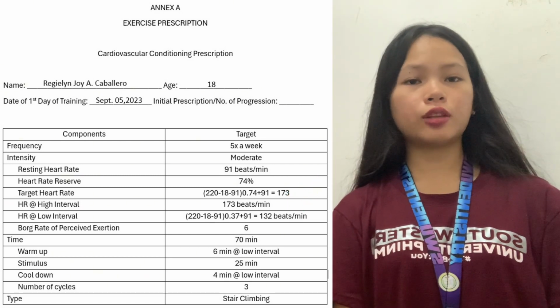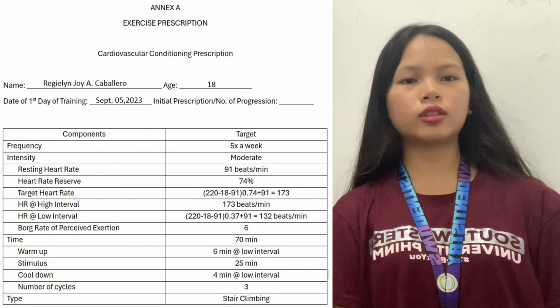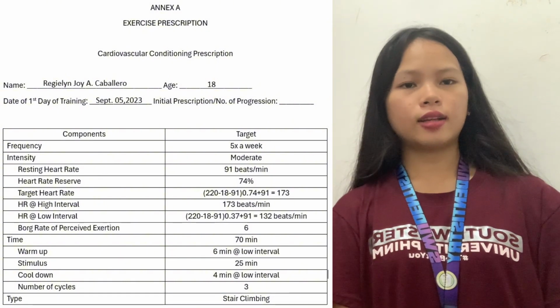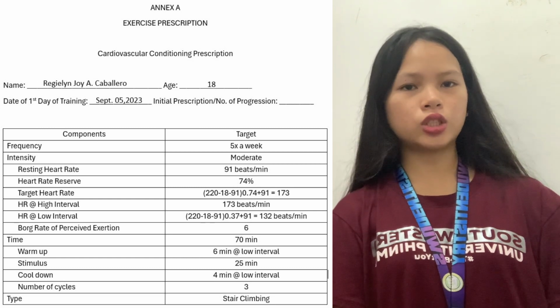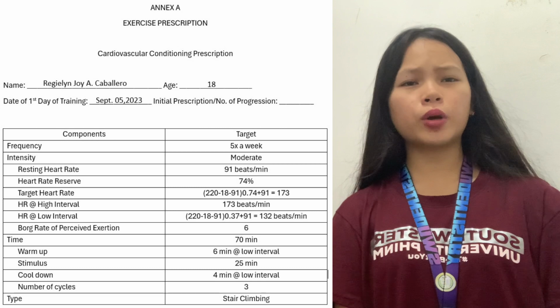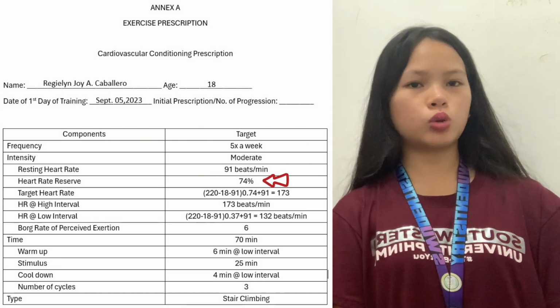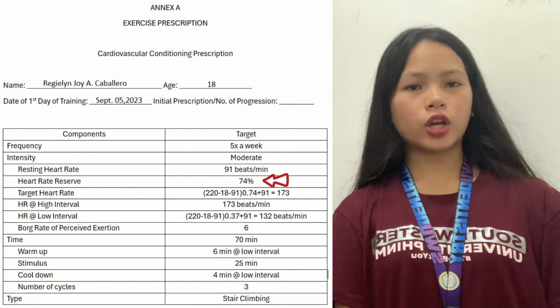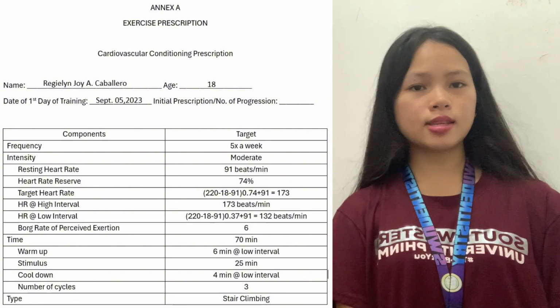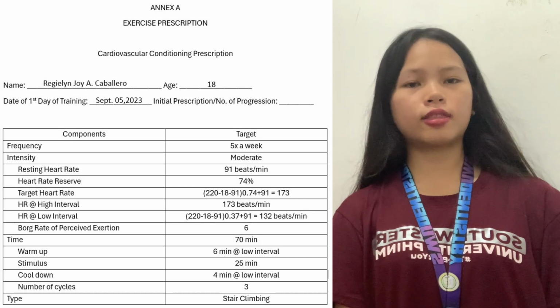Next, for heart rate for low interval, the formula is the same as the formula of your target heart rate, and then the only one thing that is changed is this, 0.37. So where do we get this? You need to divide the heart rate reserve by 2. Then change it into 2 decimal points. Solve it, and the result is for your low interval.